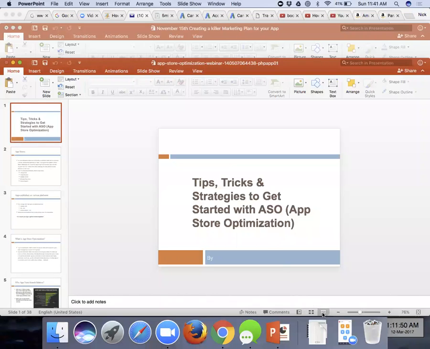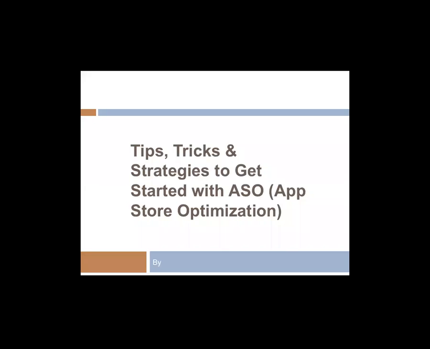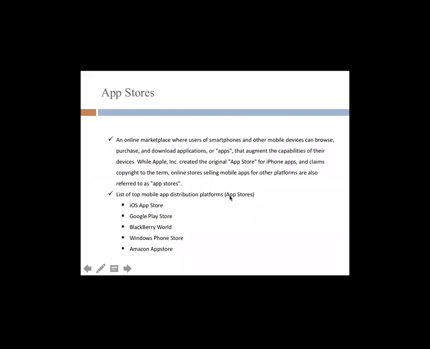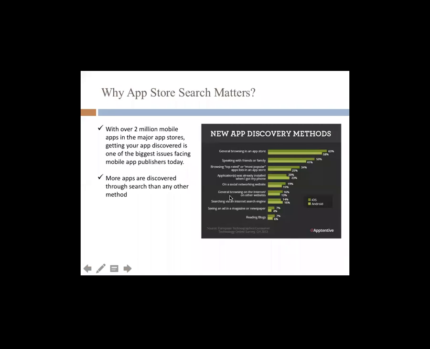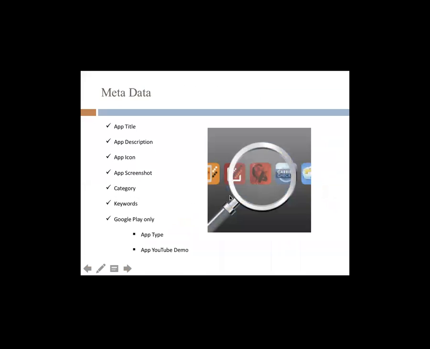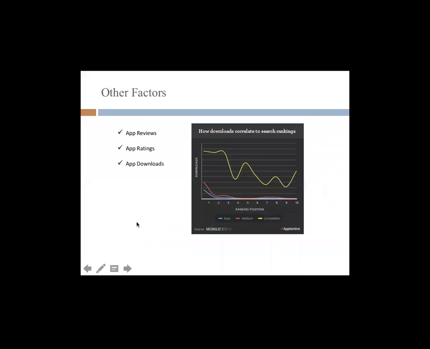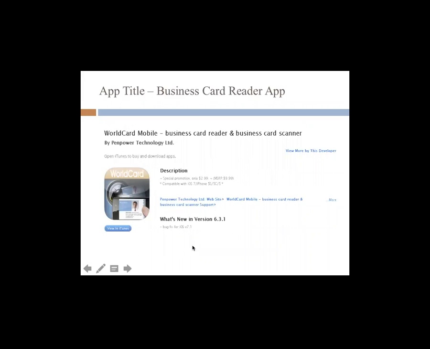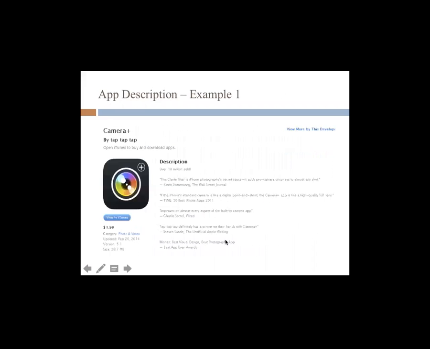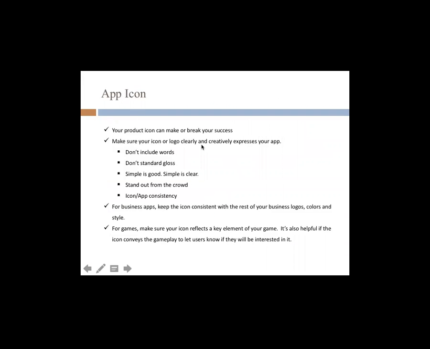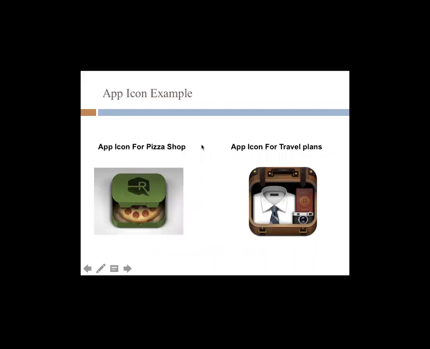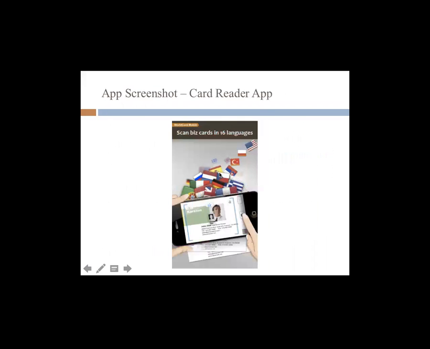All right, so the tools which I was talking about. The factors are title, description, icon, screenshot, category, keywords, and so forth. Reviews, ratings, downloads, right? These are the factors. Title and all that I've told you. Description. App screenshot.